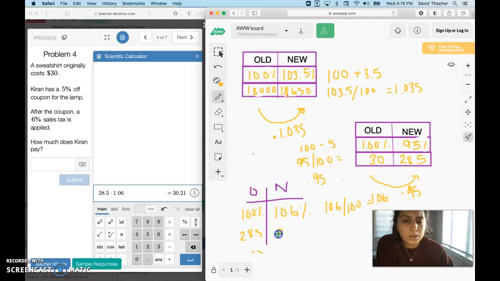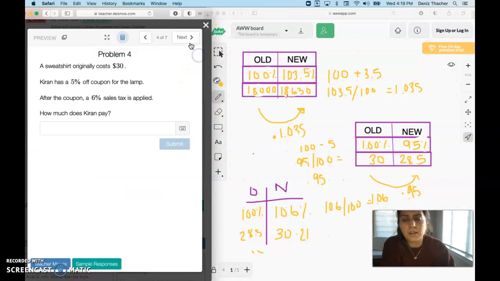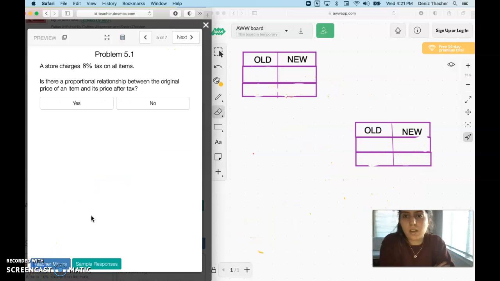So this one's a two-step problem. First, take off the coupon percent, then apply that tax. So $30.21 would be your final answer. So moving on to problem 5. Problem 5 is going to have 3 parts, not only today, but also tomorrow.